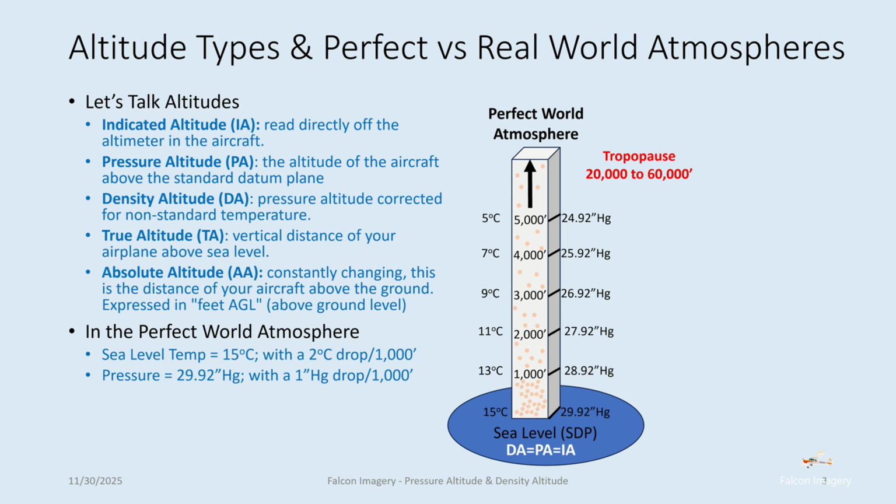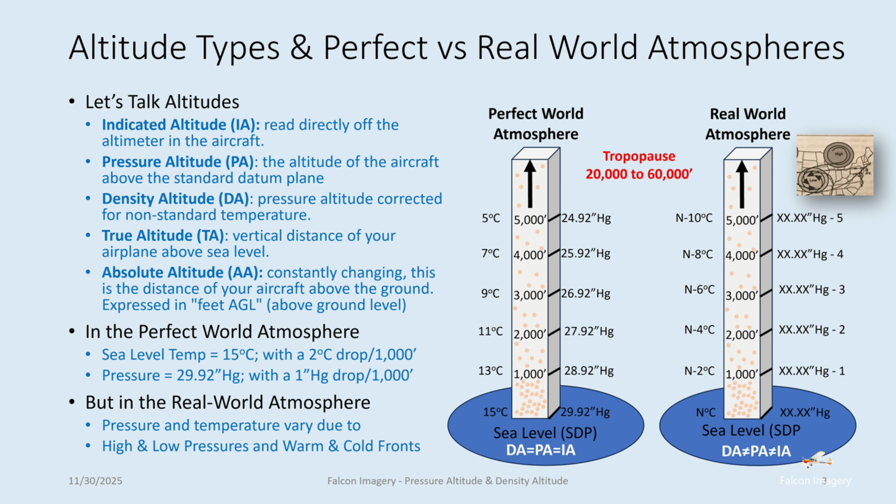In this perfect world, the density altitude would equal the pressure altitude, would also equal the indicated altitude. However, we don't live in the perfect world most of the time. In the real world, pressure and temperature are constantly changing due to high and low pressures and warm and cold fronts, as depicted on this chart on the right. You can see there a small depiction of a low pressure and a high pressure. Just as a side note, low pressures rotate counterclockwise up and inward, and high pressures rotate clockwise downward and out.